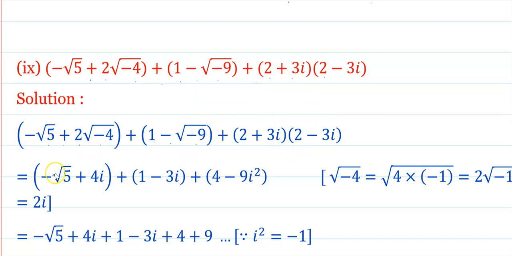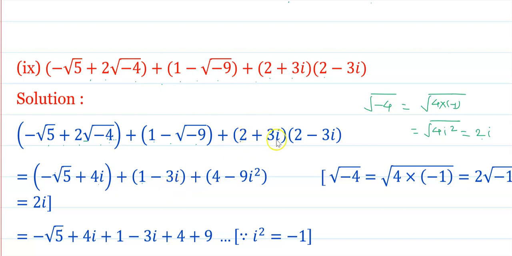Now first is minus root 5. What about here? Minus root 4 is root of 4 into minus 1. Okay, and that is nothing but 4 into i square, which is 2i. 2i into these 2, that is 4i. 1 minus root of minus 9 means what? 9 into minus 1. Again, minus 1 means what? i square. Square root of 9 is 3, means 3i.